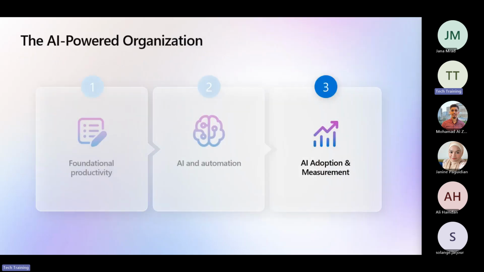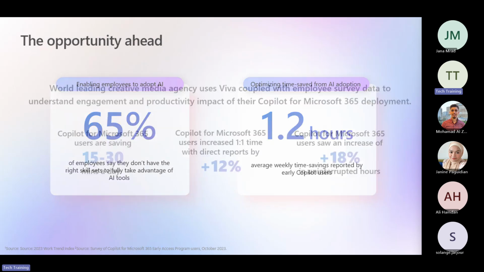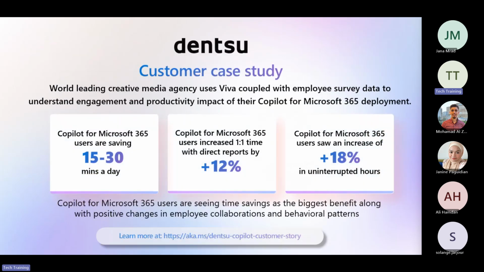Viva, we know Viva, it was like Yammer, and it's like something, I call it the Facebook of Microsoft. It can be a place where you can have engagement. We have different samples or examples of real-life scenarios. Dentsu is one of them.